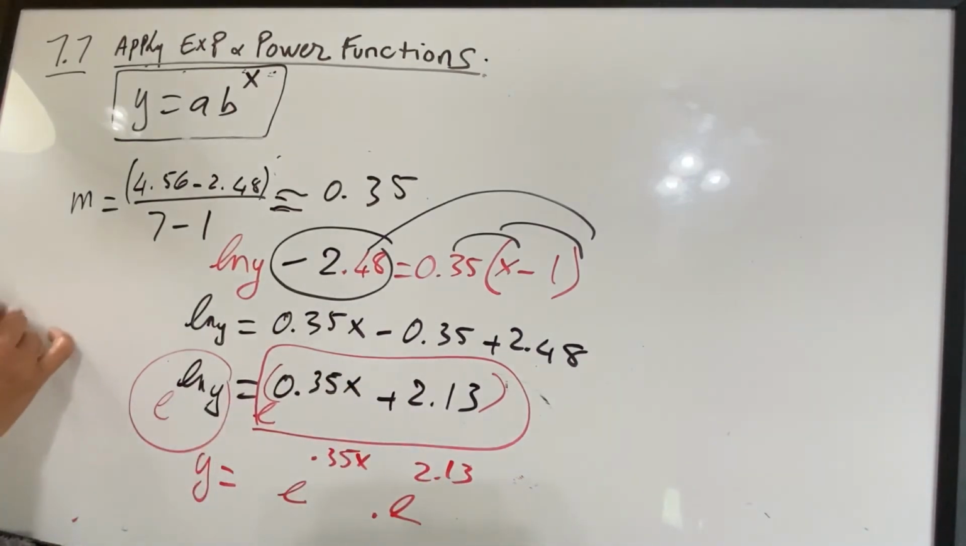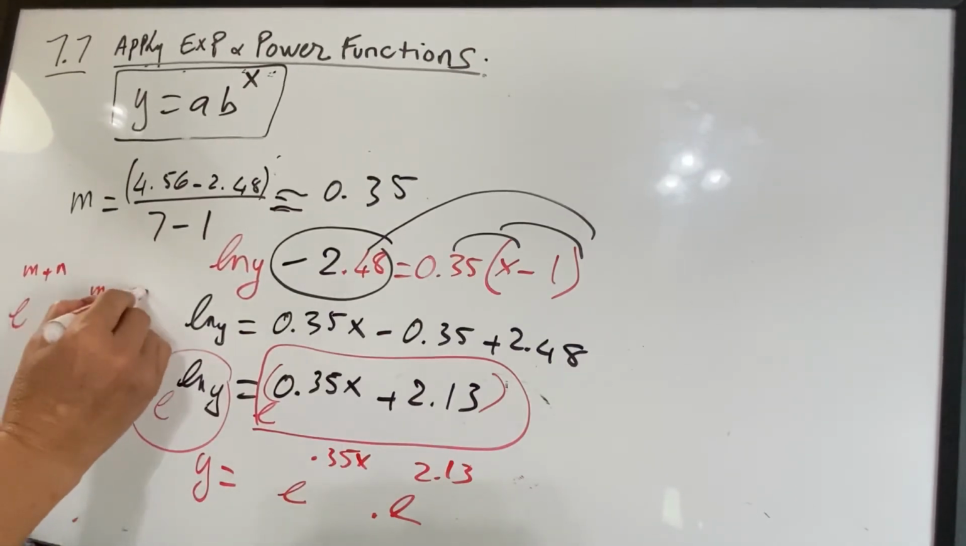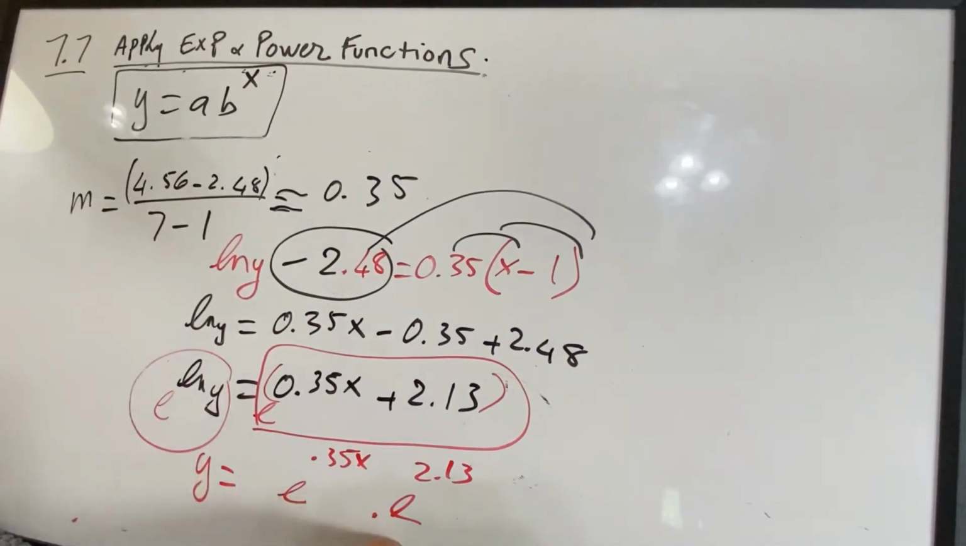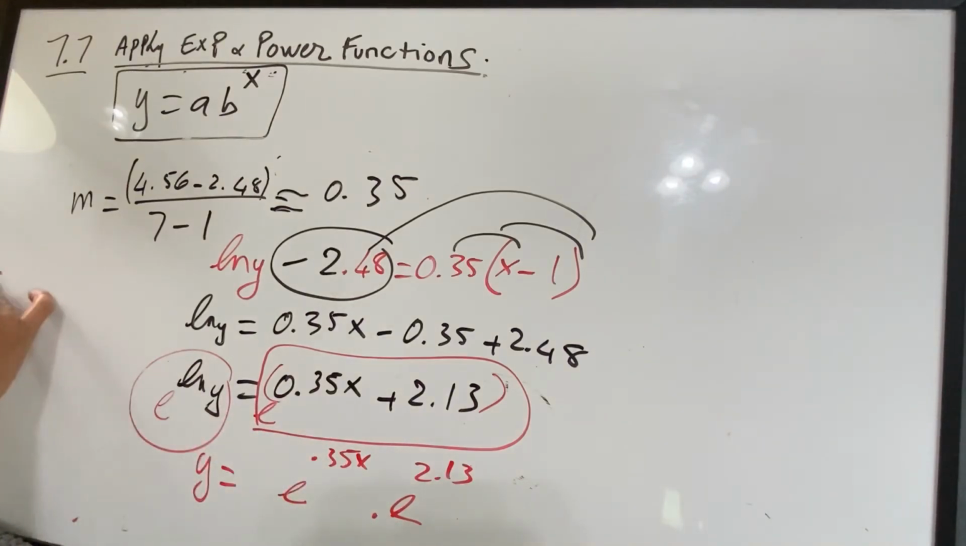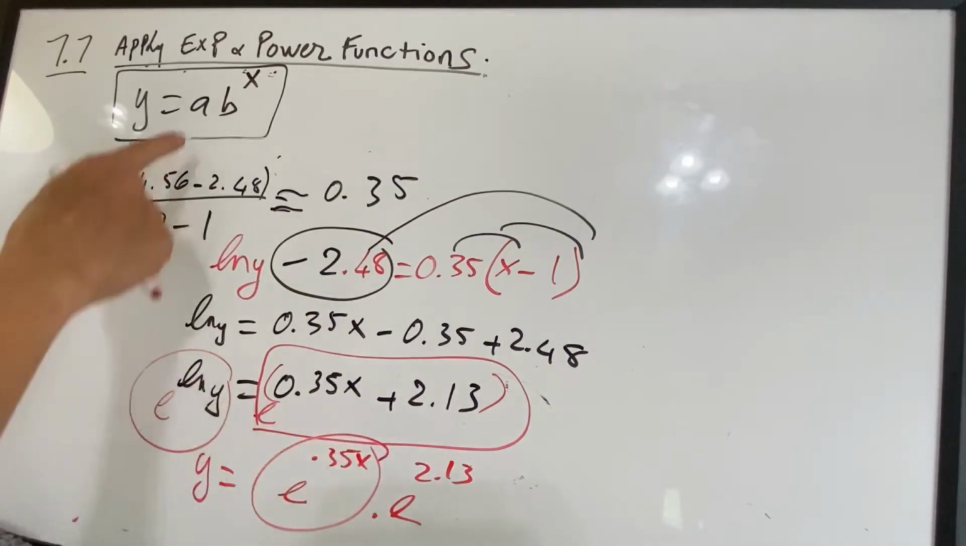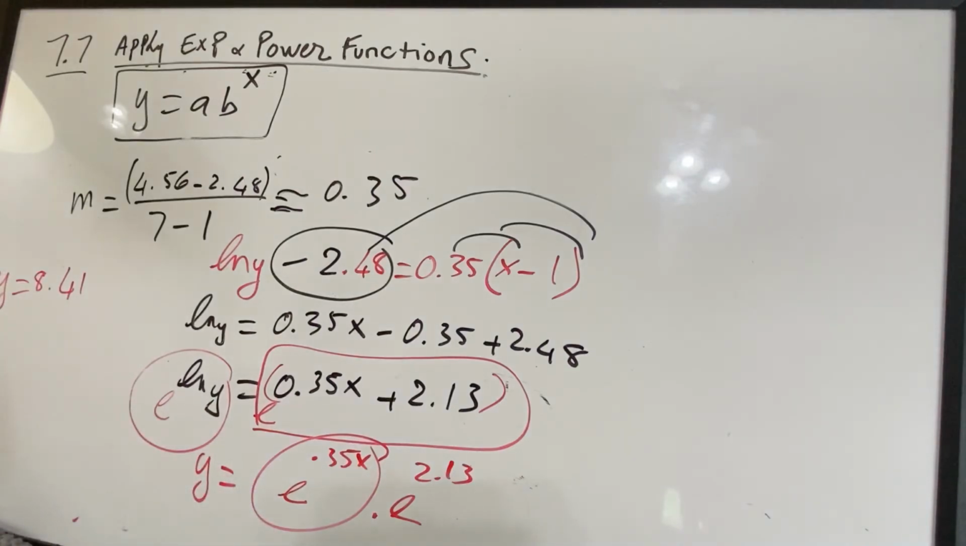Remember from the property of e to the m plus n. This is same thing as e to the m times e to the n. That's the property we learned a long time ago. So now look at this right here, guys. Use your calculator, okay? e to the 2.13, you have a value, and that is it's 8.41 because e is 2.7. So now you have everybody you need. e to that will give you 8.41, and then keep this in the form that is desired, which is right now you have here.